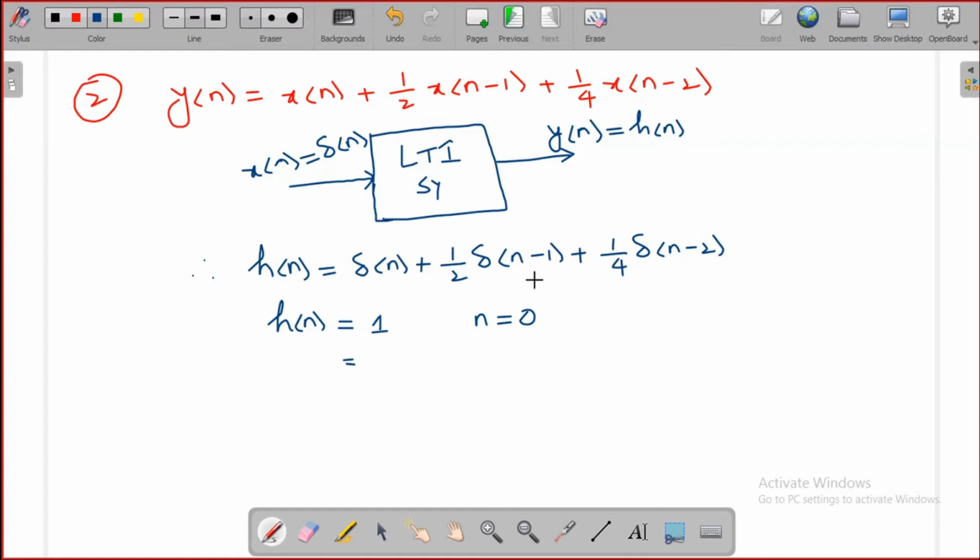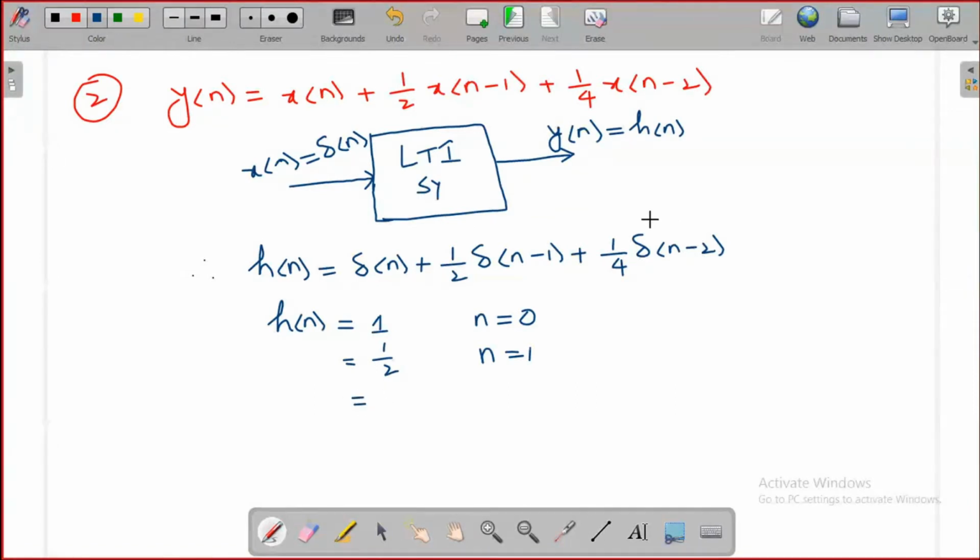Now, del of n minus 1. This del of n minus 1 term becomes 1 only at n is equal to 1. Okay. So the middle term is 1 by 2, the first term is 0, the third term is 0. So 0 plus 1 by 2 plus 0, which is simply 1 by 2.